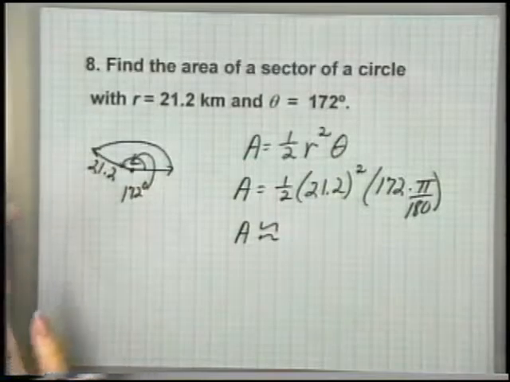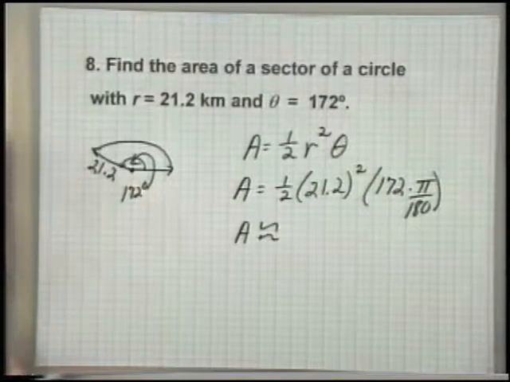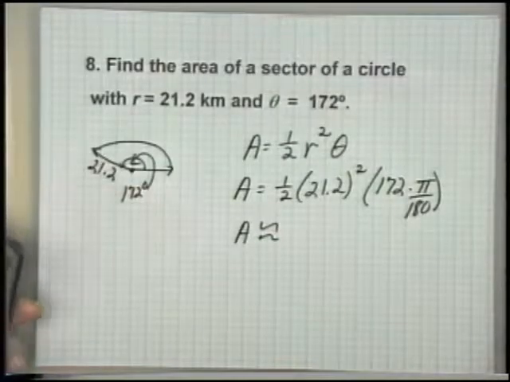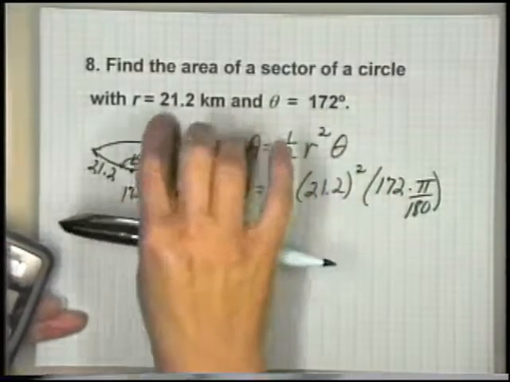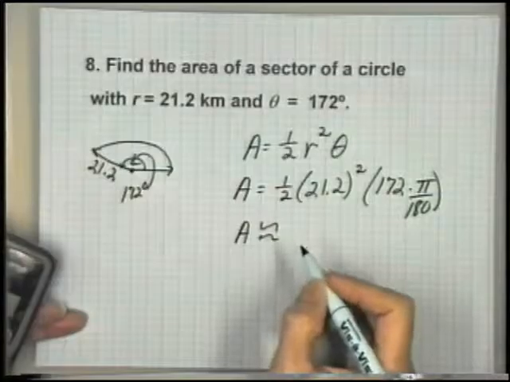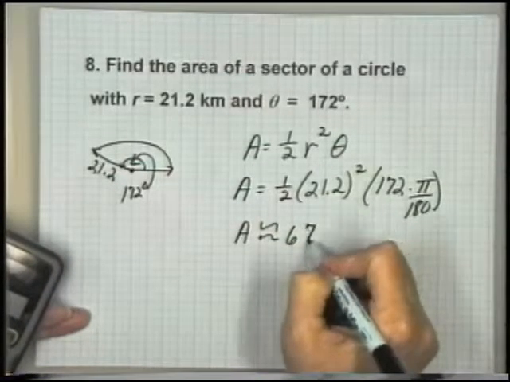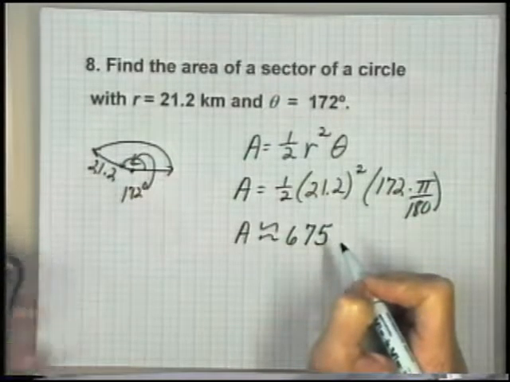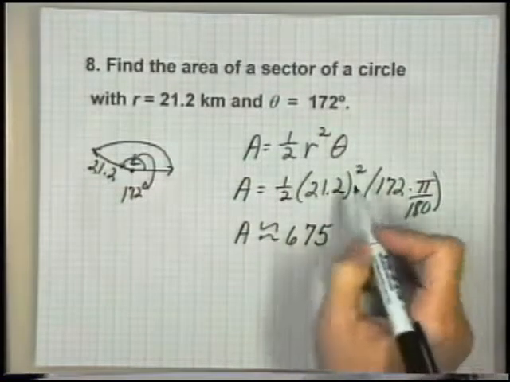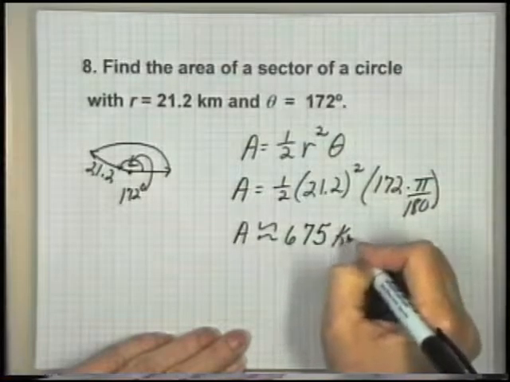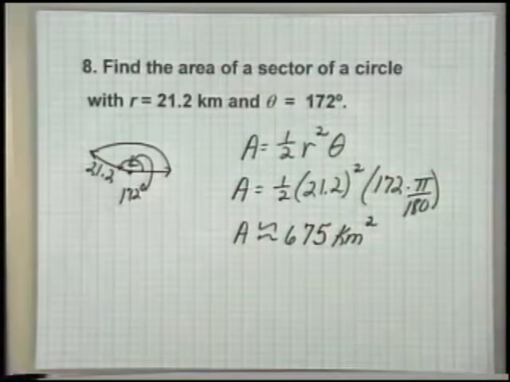And let's calculate that, and let's round that. We want 3 significant digits according to what's given. So I get 674.6. So it's going to round to 675. And once again, that would be kilometers squared, or squared kilometers.